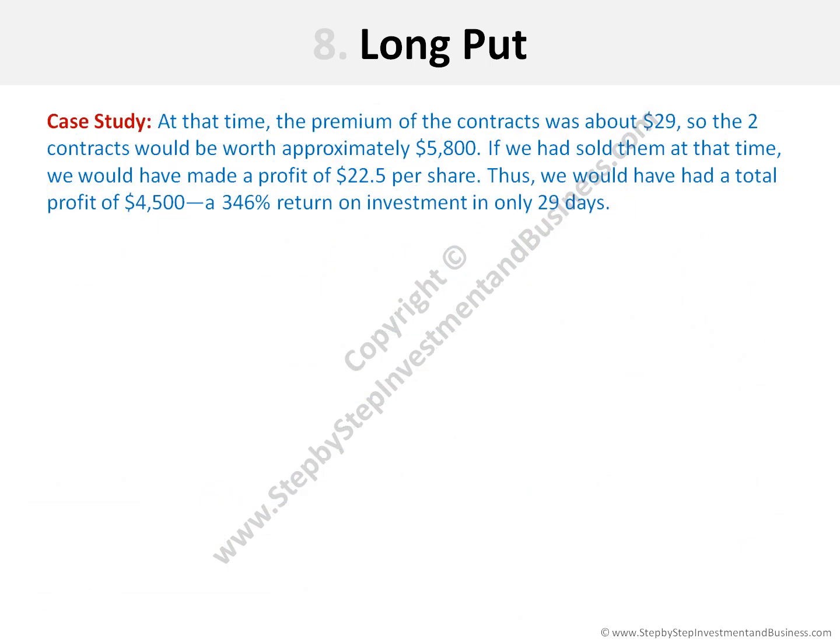At that time, the premium of the contracts was about $29, so the two contracts would be worth approximately $5,800. If we had sold them at that time, we would have made a profit of $22.5 per share because we had bought at 6.5. Thus, we would have had a total profit of $4,500, making a 346% return on investment in only 29 days.